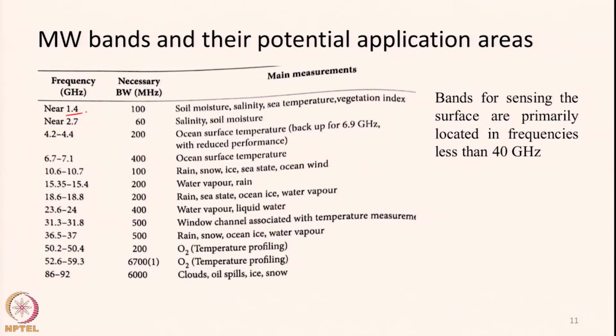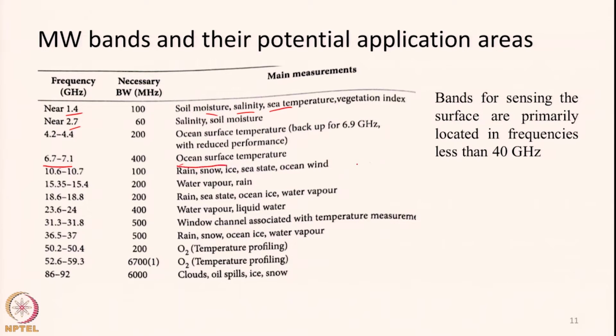So, there are specific bands which are often used for specific applications. We will just get introduced to which bands are being used for which applications typically. Say the frequencies near 1.4 gigahertz or 2.7 gigahertz are normally used for measuring soil moisture, ocean salinity, sea surface temperature and all, and similarly the frequencies around 6 gigahertz are for measuring ocean surface temperature.